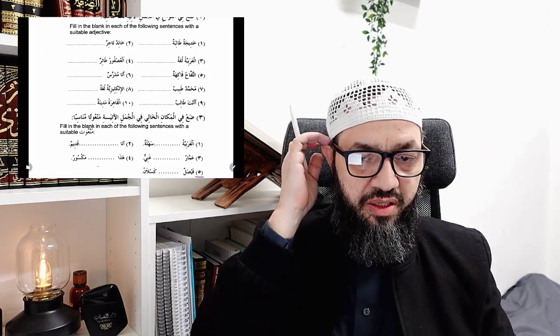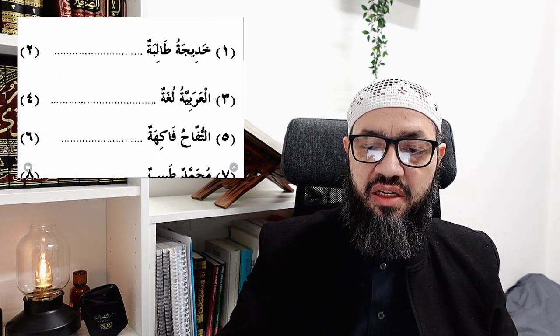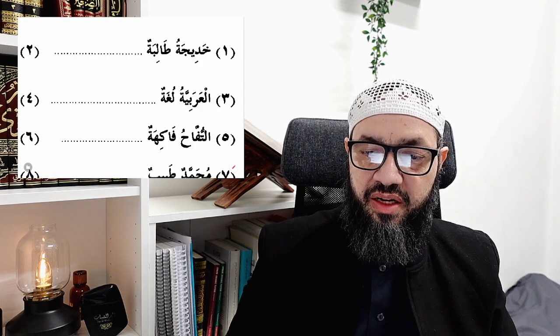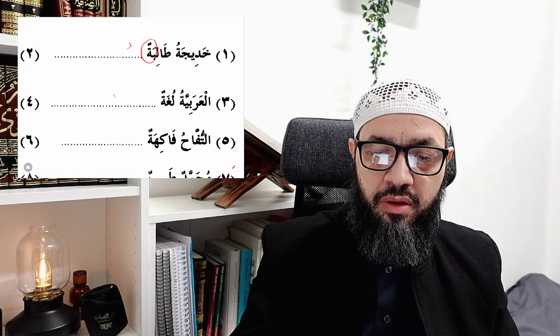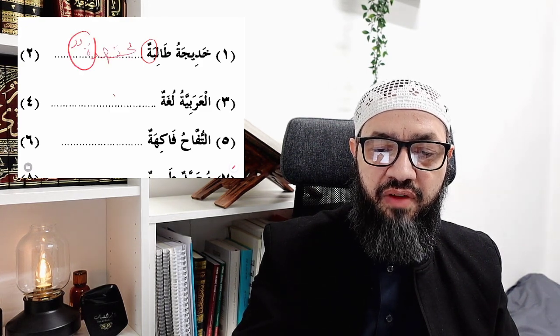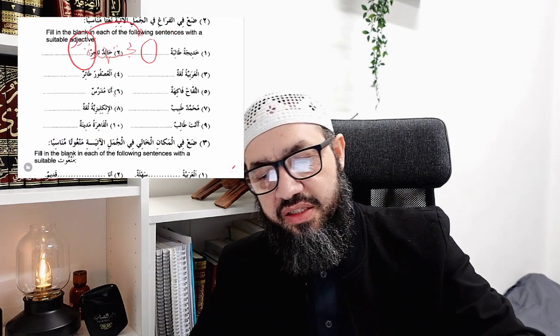So now what you have to do is read and write these sentences and then go on to doing the exercises. Fill in the blank in each of the following sentences with a suitable adjective. Khadijatu talibatun. Khadija is a student. What type of student is she? You're going to fill in an adjective. So she's a hard-working student, but because it's feminine, mujtahidatun. You have to have a feminine marker, so it has to agree in gender. Continue with the rest of these exercises.